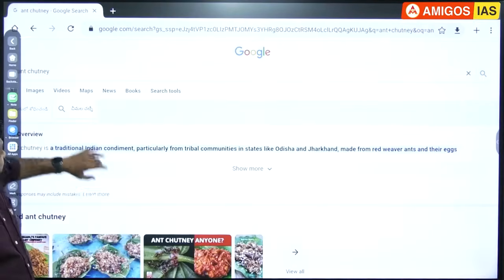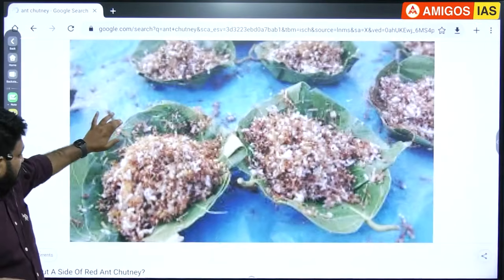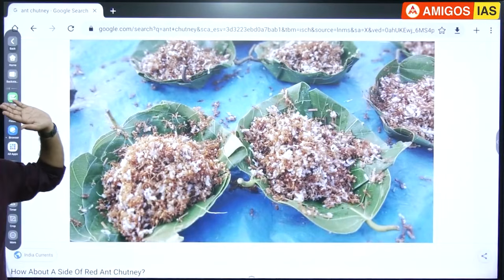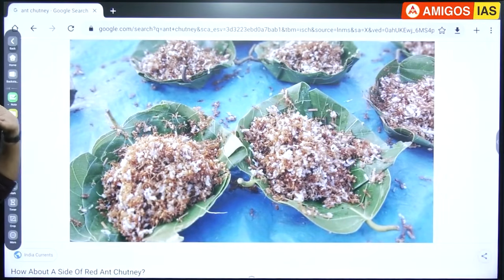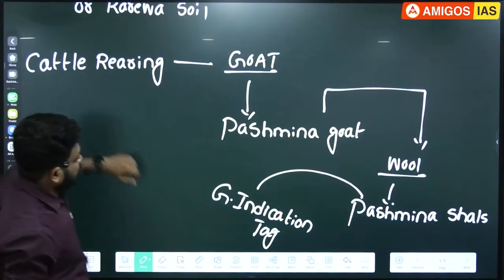I can't see it, you can see. See this one. This is called ant chutney. Okay, locally it is called Kayas chutney. It also has a geographical indication tag.